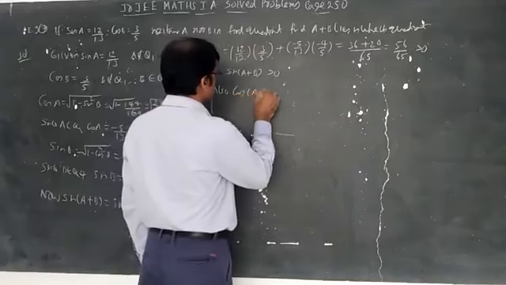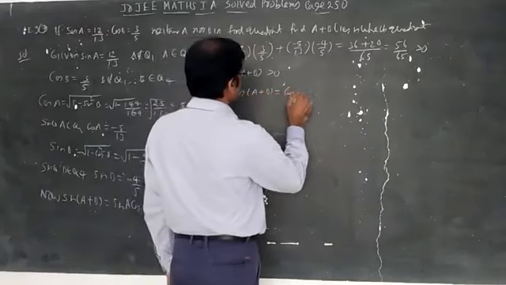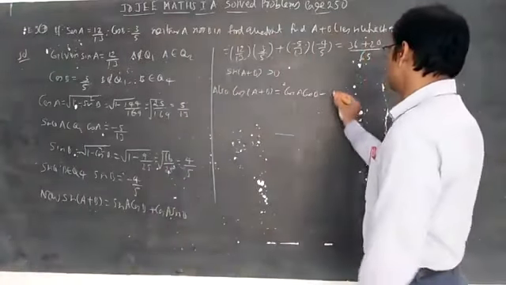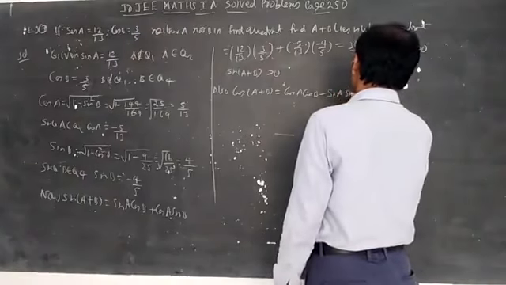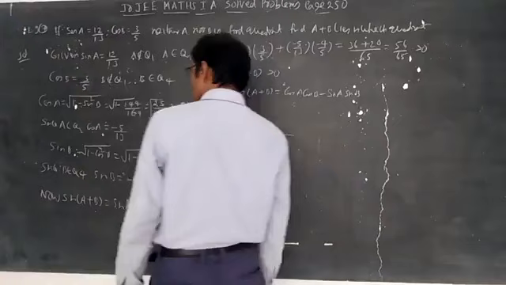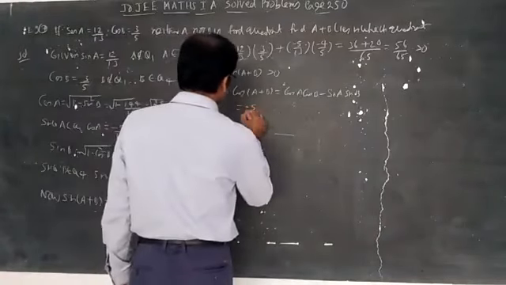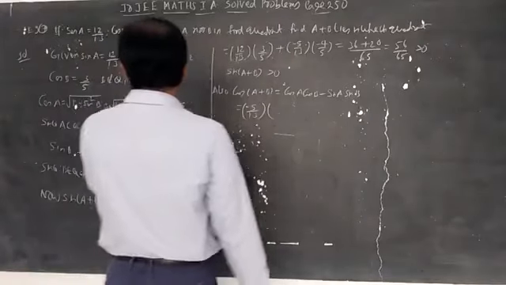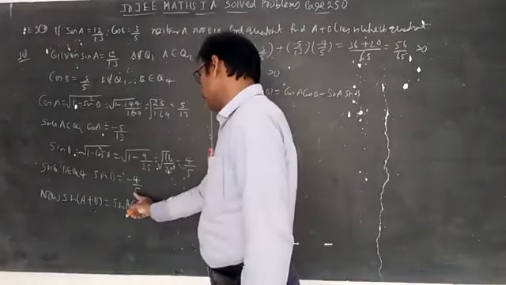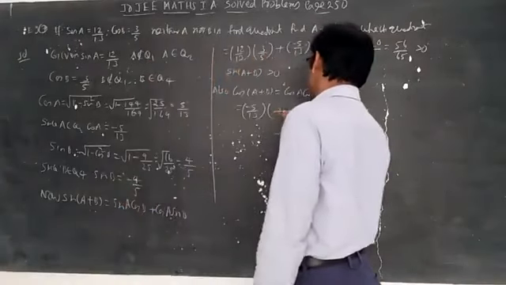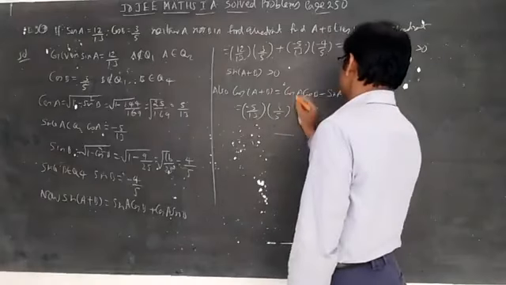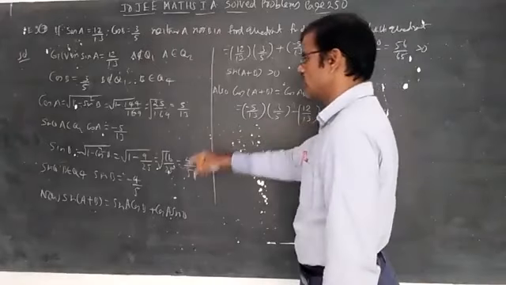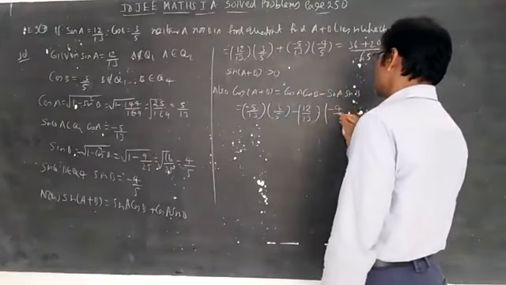Also you should calculate cos of a plus b. The formula is cos a cos b minus sin a sin b. So that is equal to, what is cos a here? Write the value of cos a, minus 5/13, into cos b. Cos b we have already calculated; we are given cos b value 3/5. Not plus here, but minus sin a value 12/13 into sin b, which we have calculated as minus 4/5.